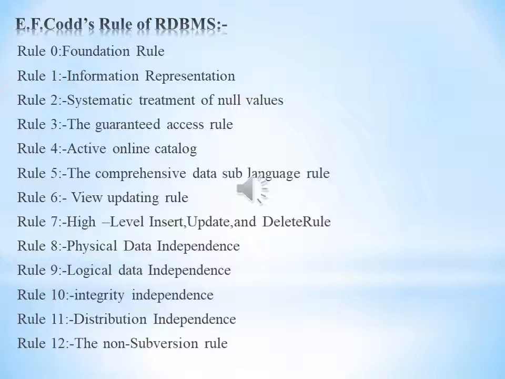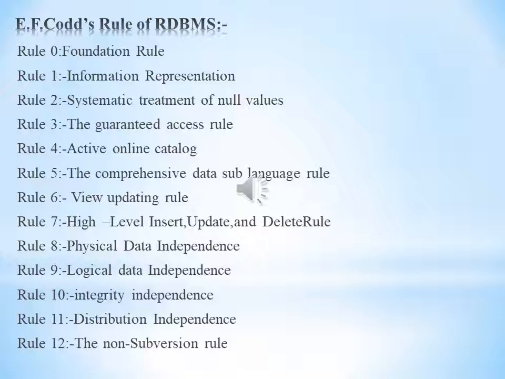So, Codd's rule 0 is the foundation rule. The foundation rule states that the system must be capable of managing its database through its relational capabilities. All other 12 rules are derived from this foundation rule. Rule number 1. For any system that is advertised as, or claimed to be, a relational database management system, that system must be able to manage the database entirely through its relational capability.